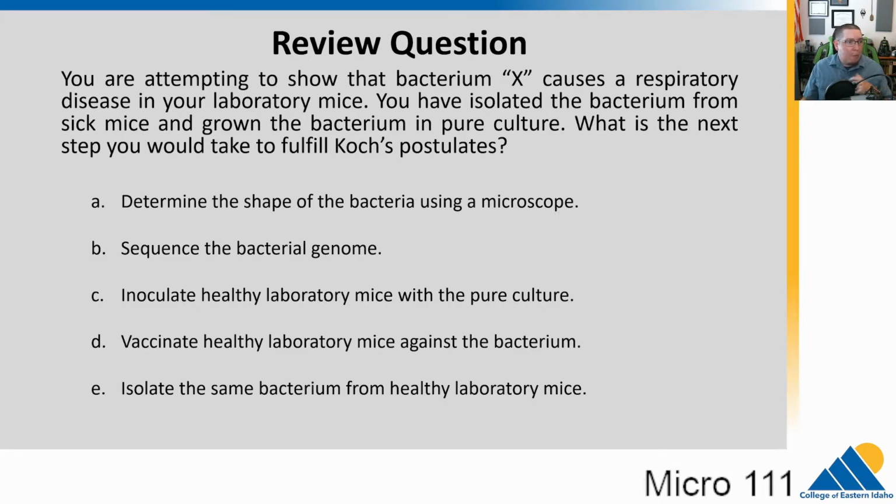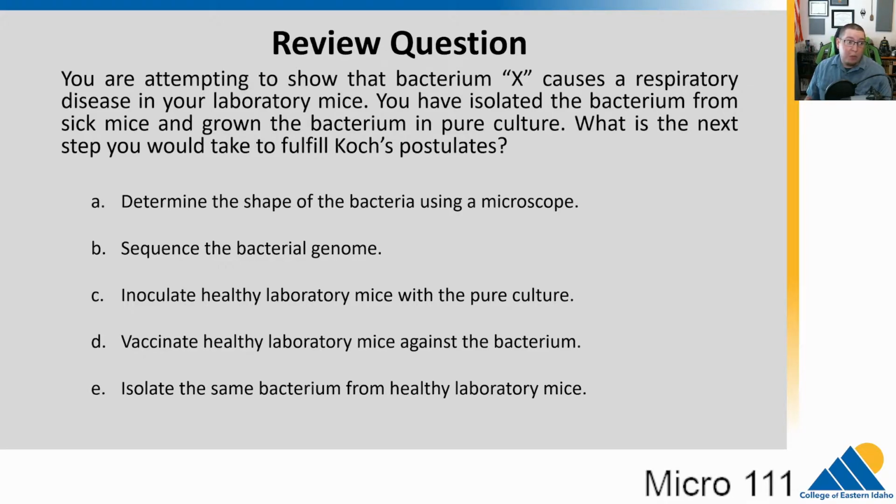We'll do this in the lab. You can grow them in broth. You can grow them on plates. We'll do both. But in this case, we have a pure culture, which means we only have that single species of bacteria in there. So what would be our next step to fulfill Koch's postulates? Would it be A, determine the shape of the bacteria using a microscope, B, sequence the bacterial genome, C, inoculate healthy laboratory mice with the pure culture, D, vaccinate healthy laboratory mice against the bacterium, or E, isolate the same bacteria from healthy laboratory mice?